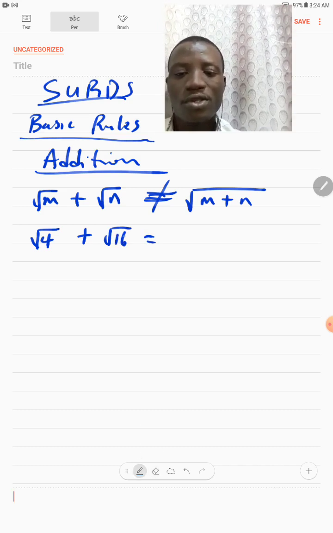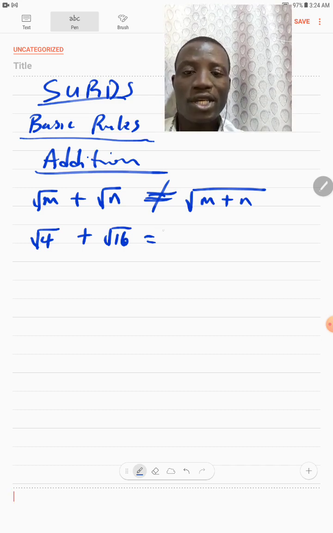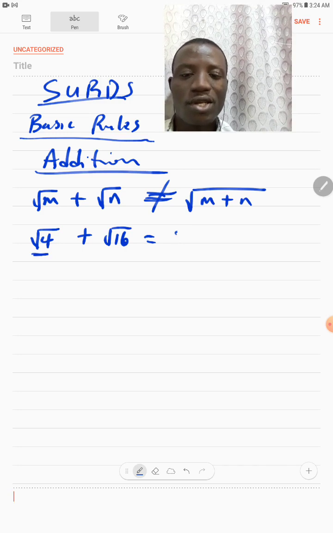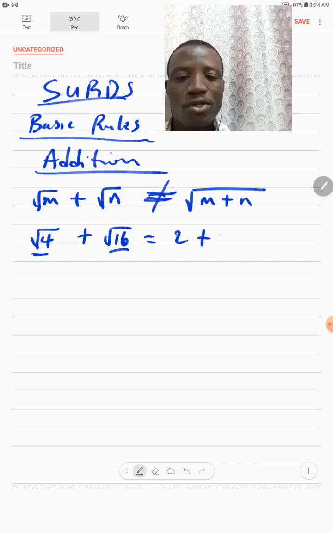Square root of 16. So we know that the square root of 4 is actually 2. So the answer will be what? 2. And the square root of 16 is 4. So that will be plus 4.